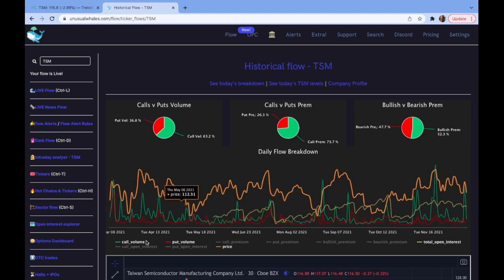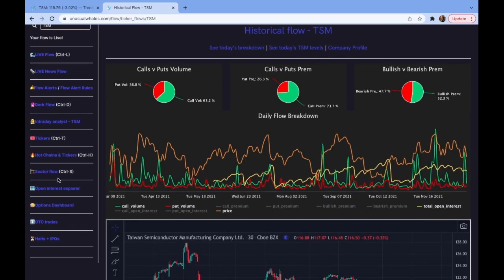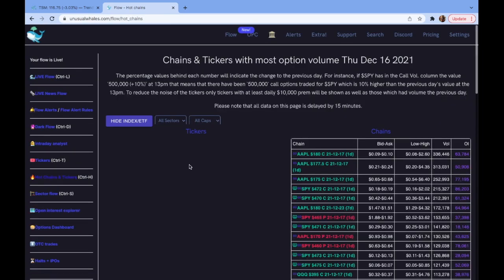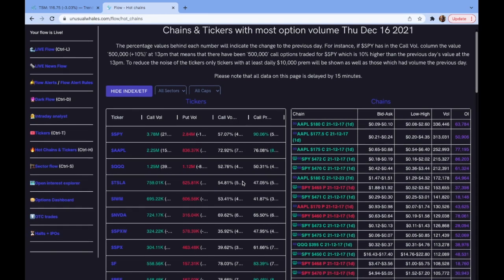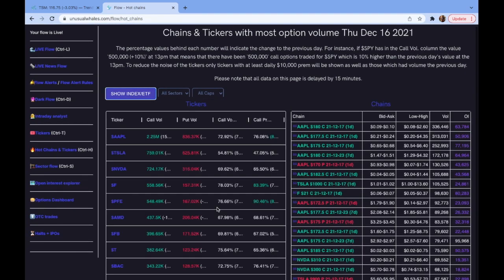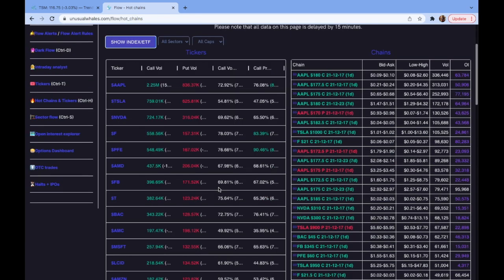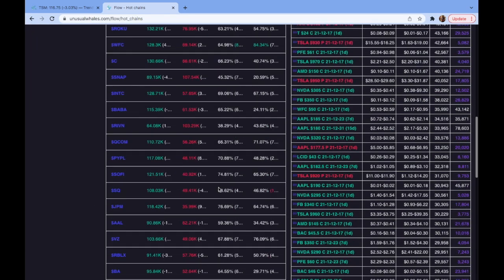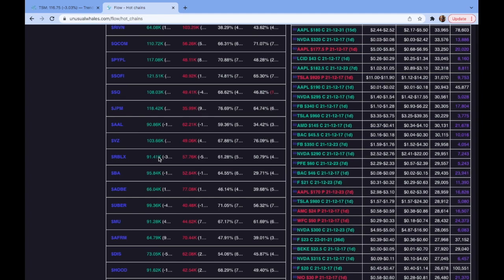So the first thing I do in order to make a watch list, I always go down, very first thing, to hot chains and tickers, right? When we click on this, I'll just go through it. So hot chains and tickers, I'm going to hide these index and ETF. And I'm going to use the first 2 pages of this, the first 100 tickers, right?